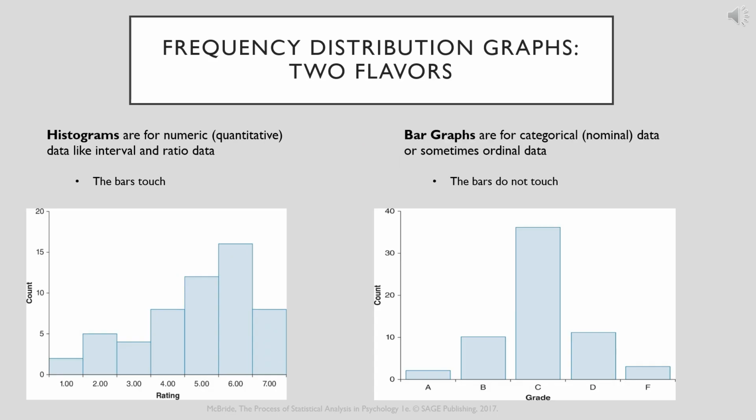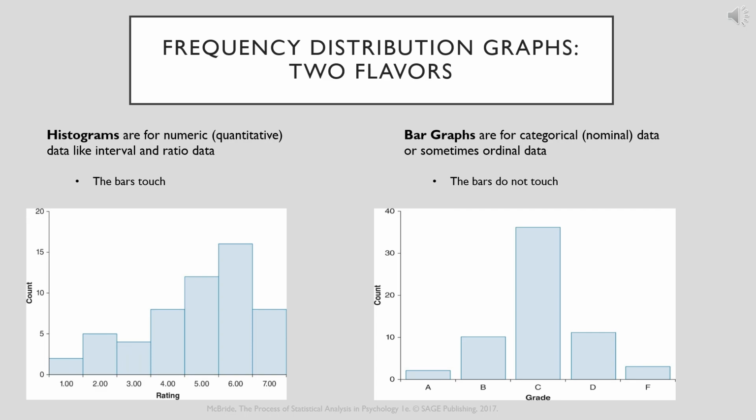I also want to mention that frequency distribution graphs come in 2 flavors. The first one that we've seen is a histogram. Histograms are the term for graphs used with quantitative data, like interval or ratio data. All right, these are numbers. Notice that in a histogram, the bars are touching, right? This looks like a bar graph, but the bars are touching because there's some continuity from each of these numbers to the next number in an interval or ratio data, right?